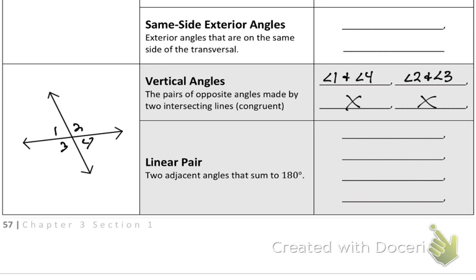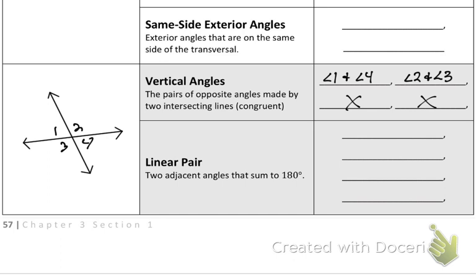Now remember, the pairs of opposite angles made by 2 intersecting lines are congruent. We have that vertical angle theorem, that if you are straight across, you are congruent. That's important for us to keep track of. Straight across means congruent. Linear pairs are 2 adjacent angles that sum to 180.